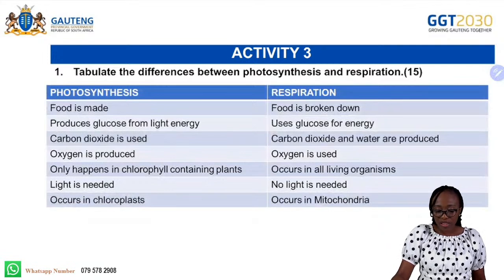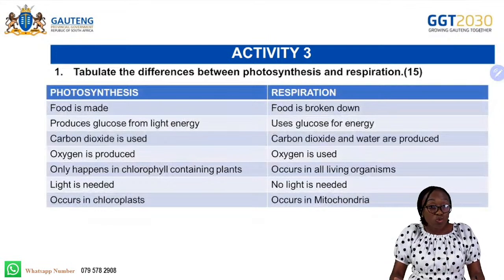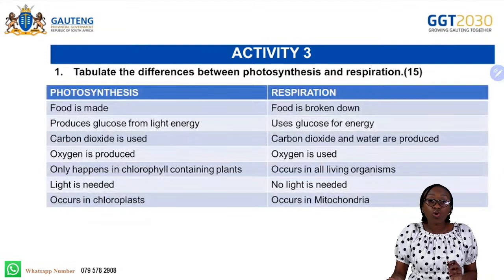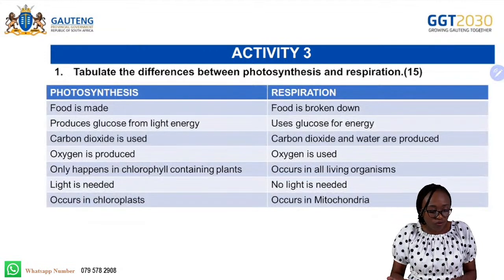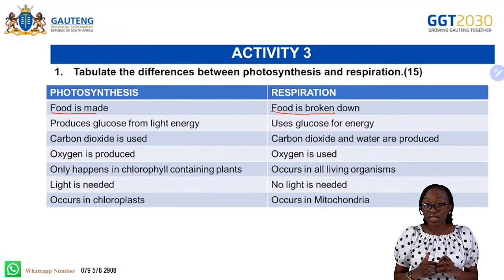And when you are putting differences between two processes or between two objects, you need to show where they're different. Like with photosynthesis, food is made. With respiration, the opposite happens. Food is broken down. So that's how you differentiate the two.